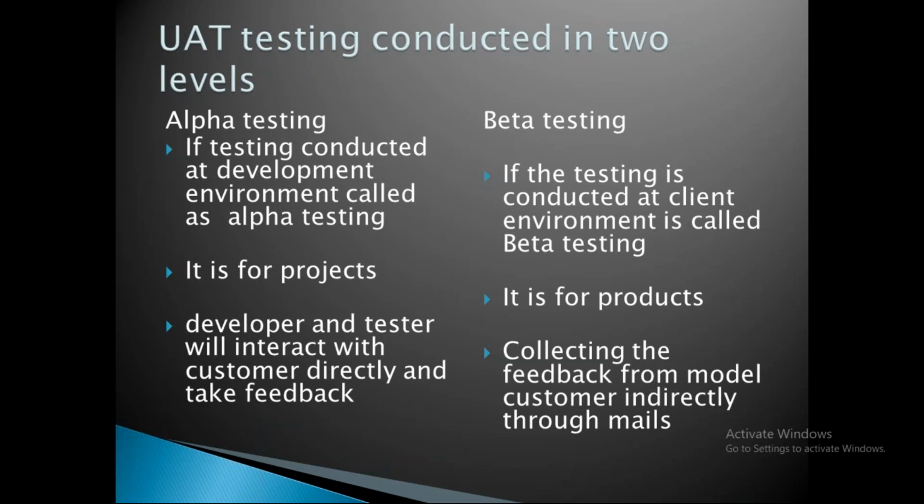Alpha means there is one customer who gave all his requirements, and we develop these requirements and deliver them to that person only, no other person. It is direct feedback: we directly show it to him, he directly checks, and direct feedback goes on. That is alpha. Alpha testing is done on projects, beta testing is done on products. Direct feedback in alpha testing, indirect feedback via emails in beta testing. Do you have clarity on this, everybody?